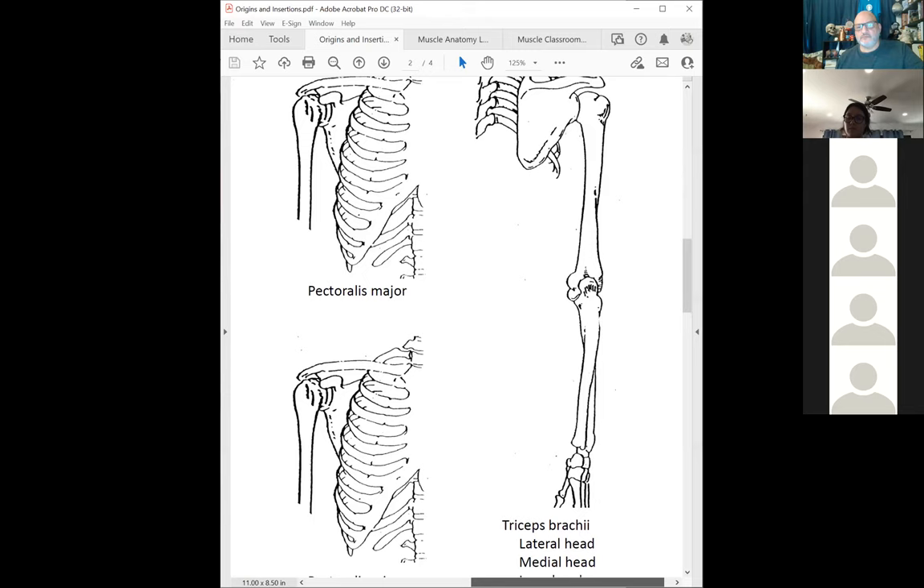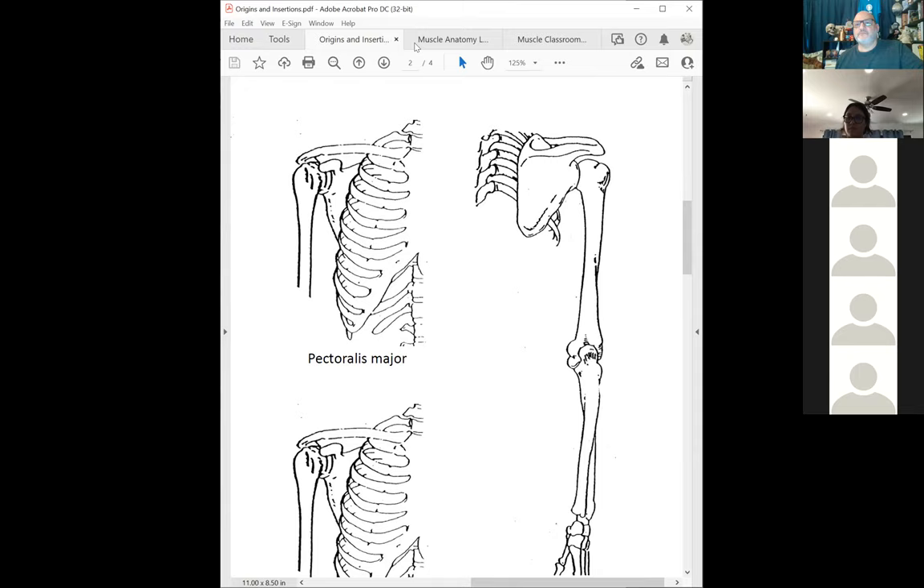What is the origin of the pectoralis major? Clavicle. All right, excellent, clavicle. Sternum. Again, guys, you should have your list right in front of you and be reading this off. So it should be easy. Excellent. A little bit of the cartilages of ribs 1 through 6.